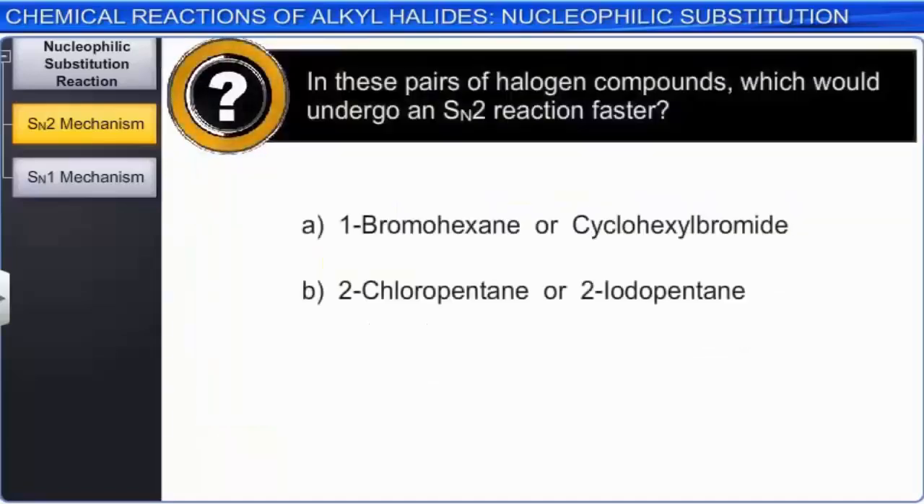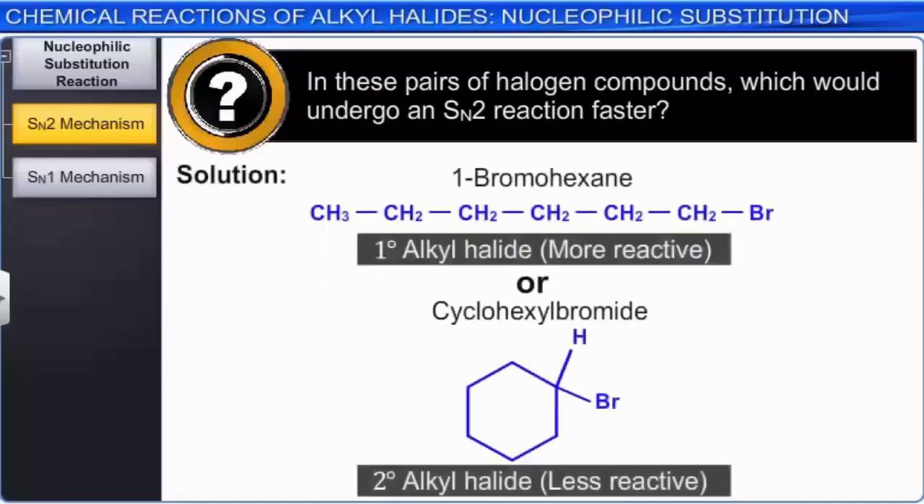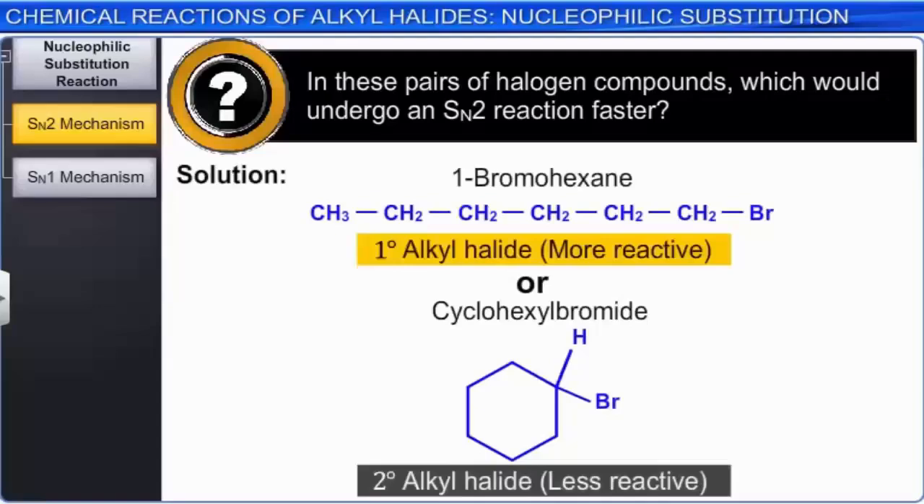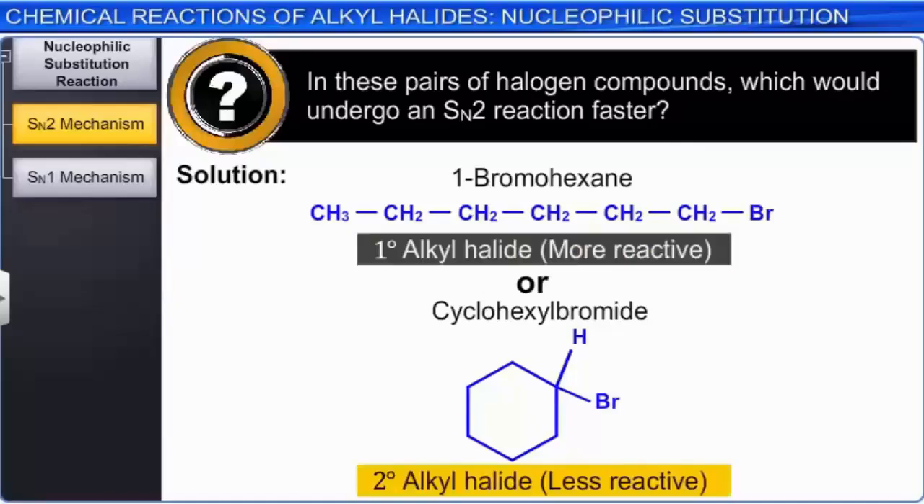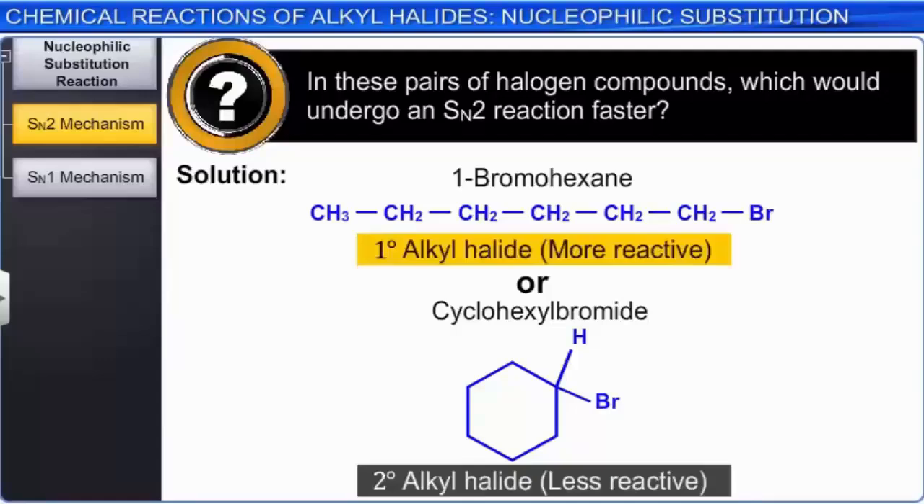In these pairs of halogen compounds, which would undergo an SN2 reaction faster? Let's start by drawing out the structures. For the first pair, 1-bromohexane is a primary alkyl halide, and cyclohexyl bromide is a secondary alkyl halide. We expect 1-bromohexane, then, to be more reactive and react more quickly.